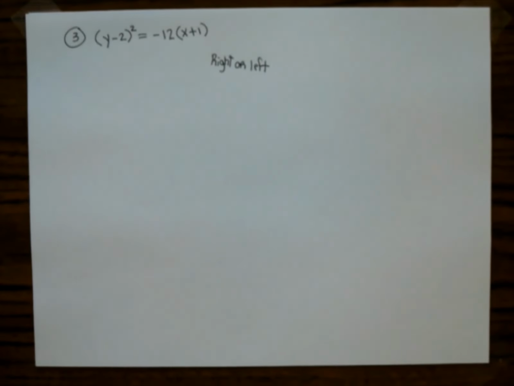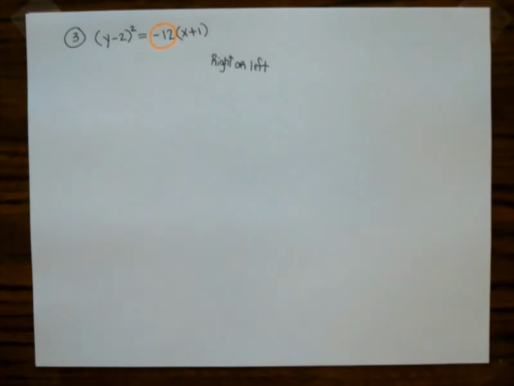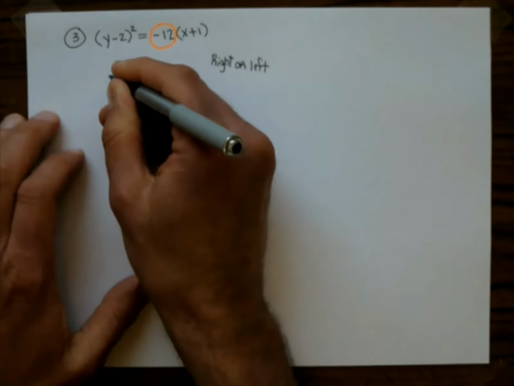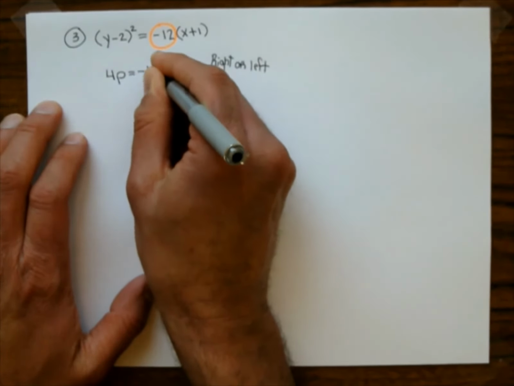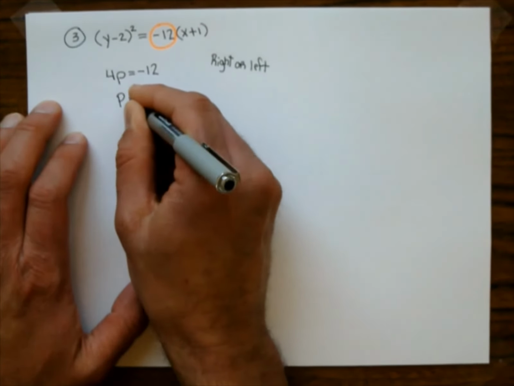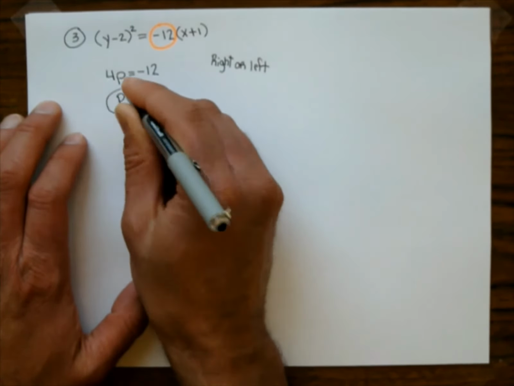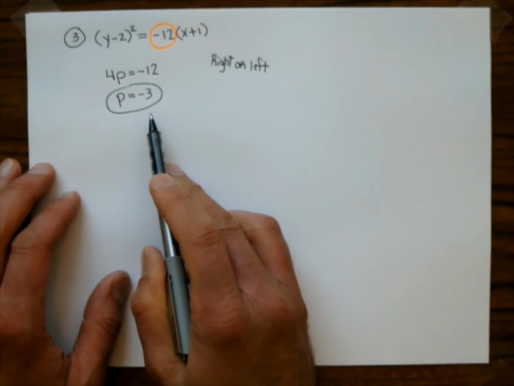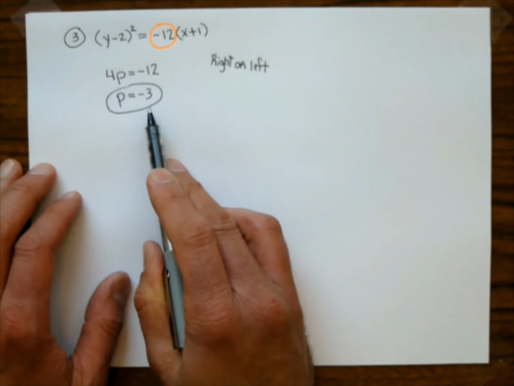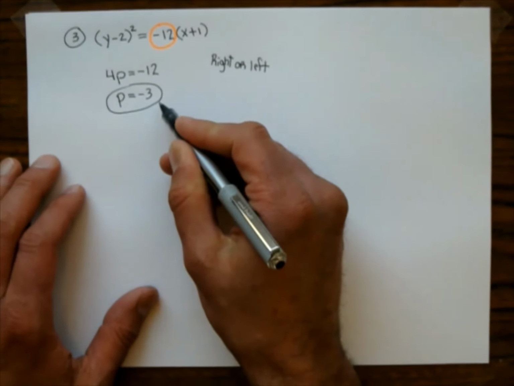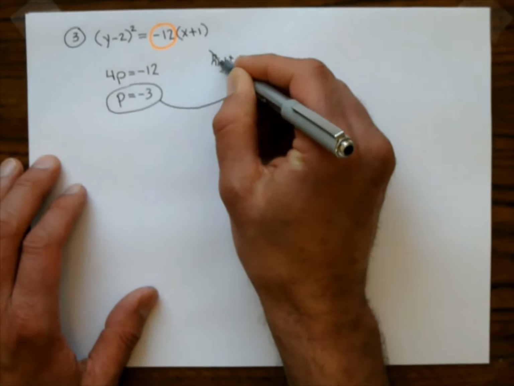Okay, once again, I'll try to keep the same colors going here. That right there is 4p. So 4p equals negative 12. P equals negative 3. I'll circle that. That's a directed distance from the vertex to the focus. And since it's negative, the parabola is going to open in a negative direction, which means the negative direction would be to the left.